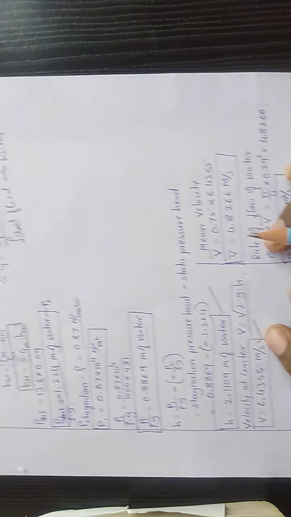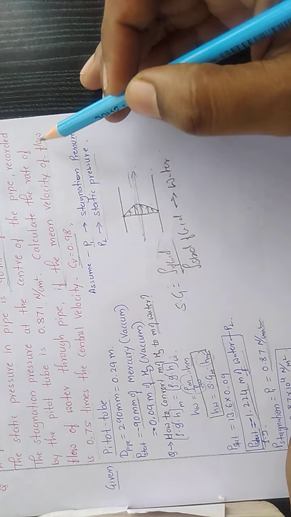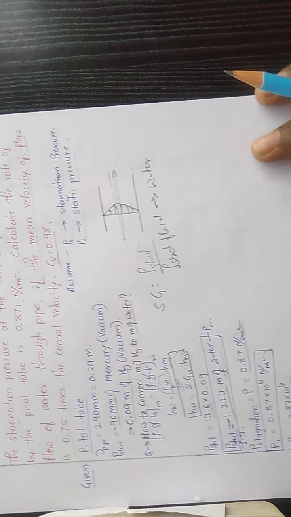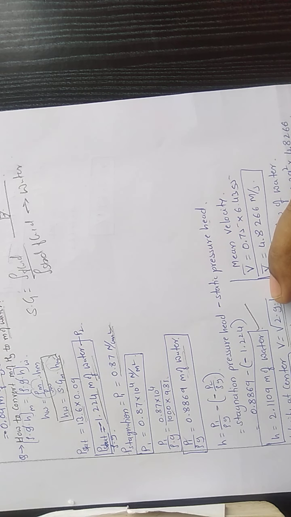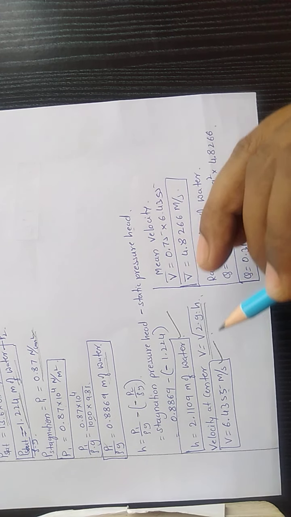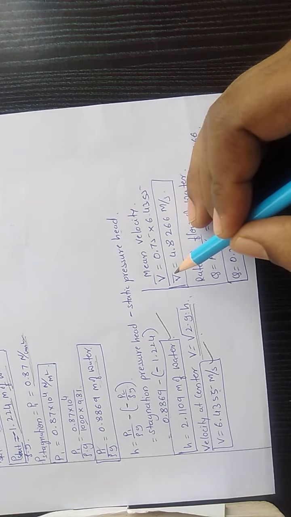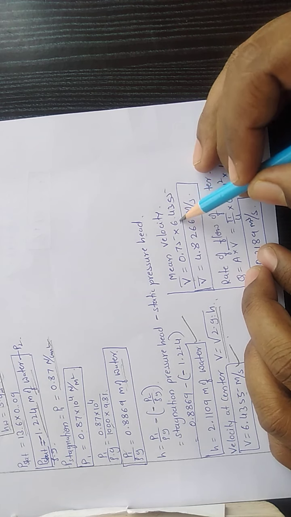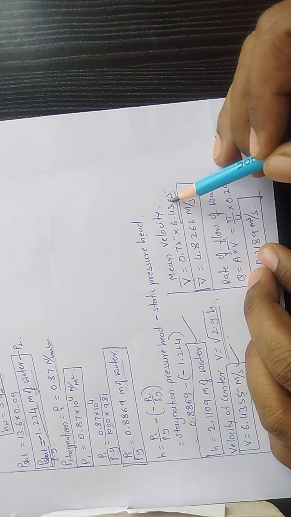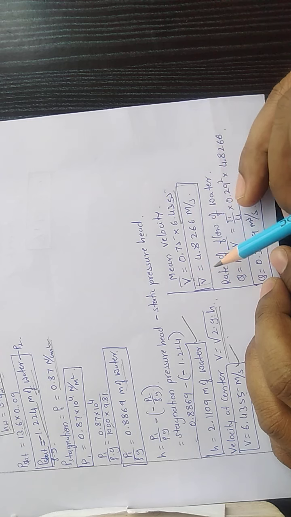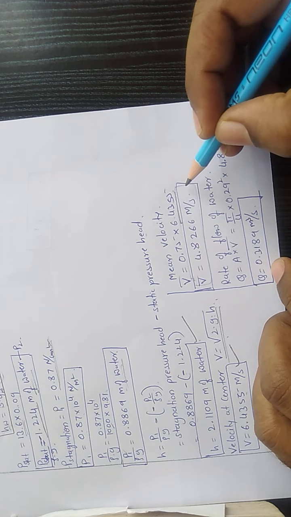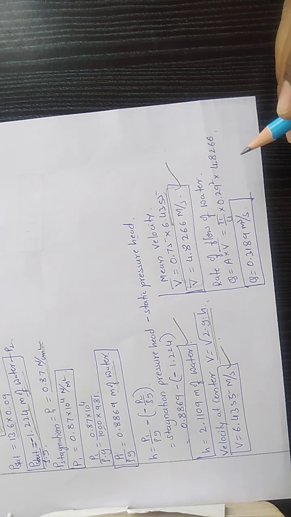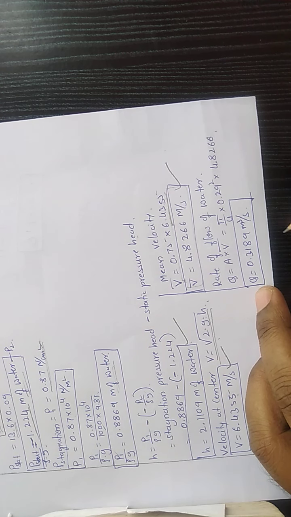But in the problem it says the mean velocity of the flow is 0.75 times the velocity at the center. The velocity at the center is 6.4355, and we need to calculate the mean velocity. So mean velocity is 0.75 times the velocity at the center, which gives 4.8266 meters per second. Once we get this, the rate of flow can be easily calculated.